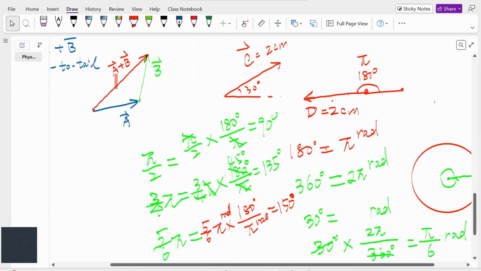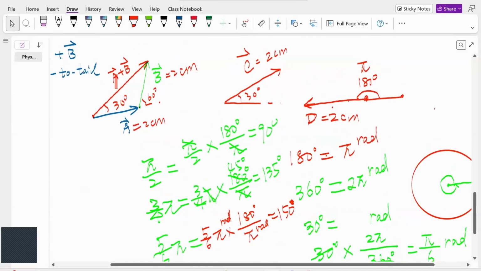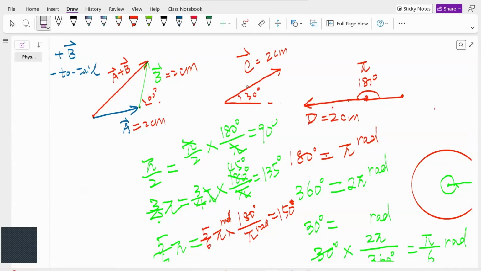Good? Now you are given D. You are given C. And then A, assume this is 2 centimeters. And B is also at this 30 degrees. Okay? Over here, I just assume this is 60 degrees right now. And then B is also 2 centimeters. Okay? So A is 0 degrees. Right? So I'm going to remove this one because that's your result.